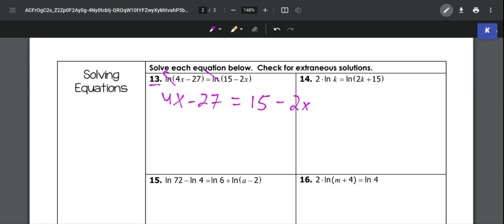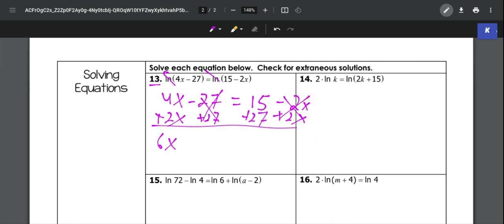And then we would solve for x, so we'd add 2x. We get 6x. Then we would add 27, which is just solving equations. That'd be 42, so x would be equal to 7. And then we've just got to make sure we plug in our answers and check. So just make sure that when you're doing this, we check for extraneous solutions.